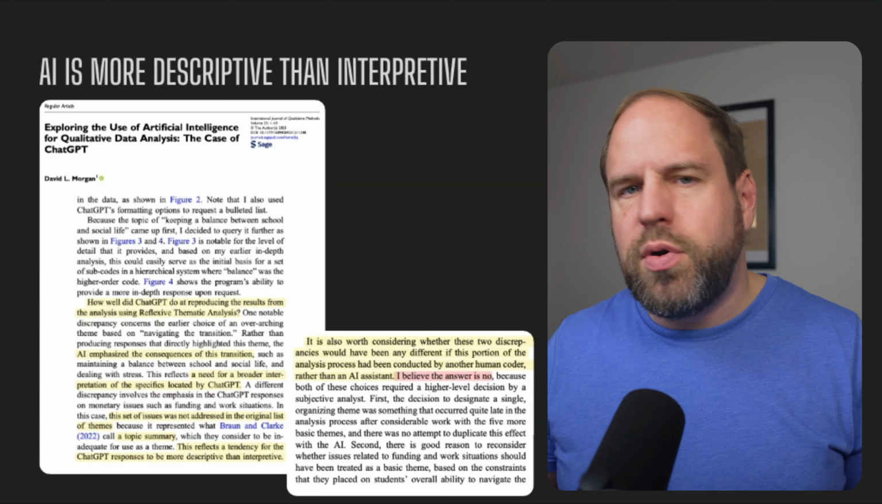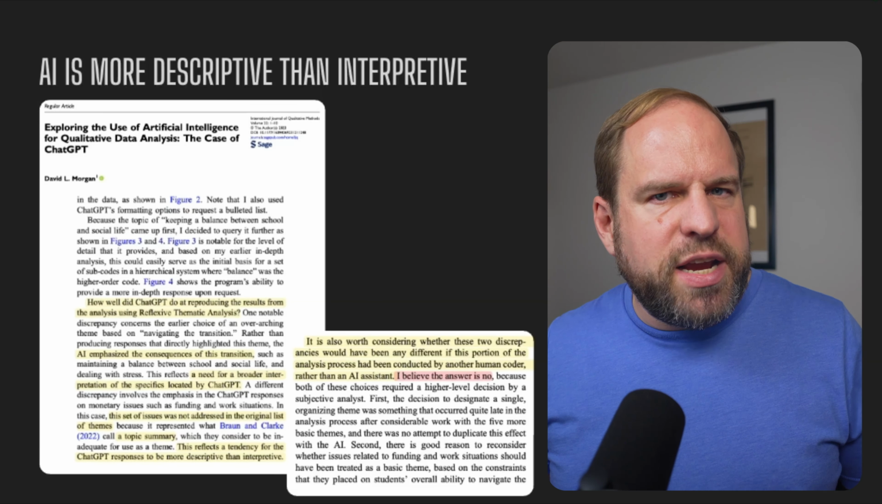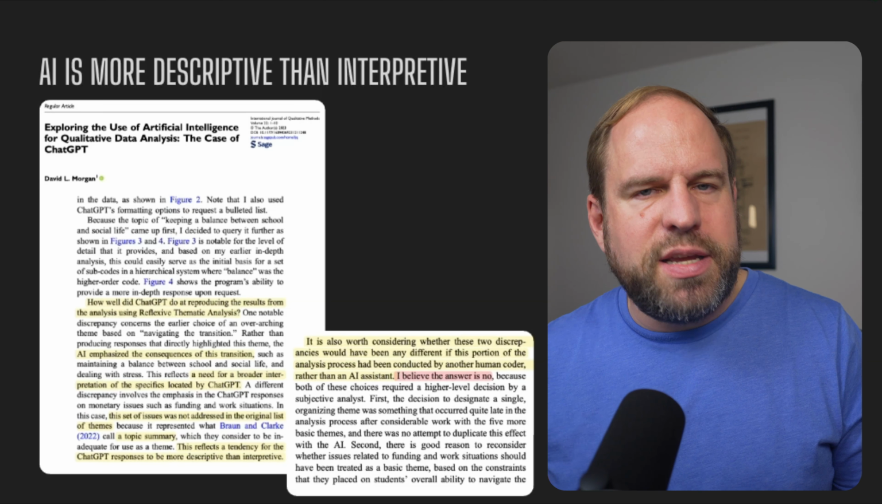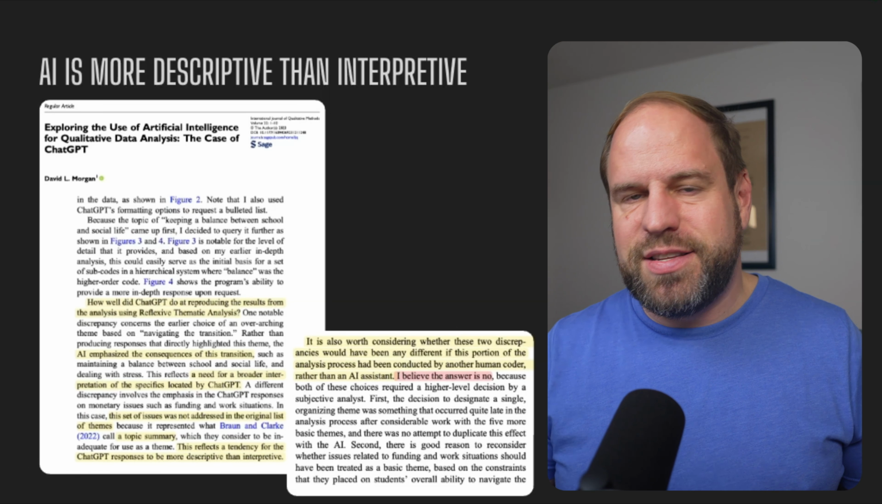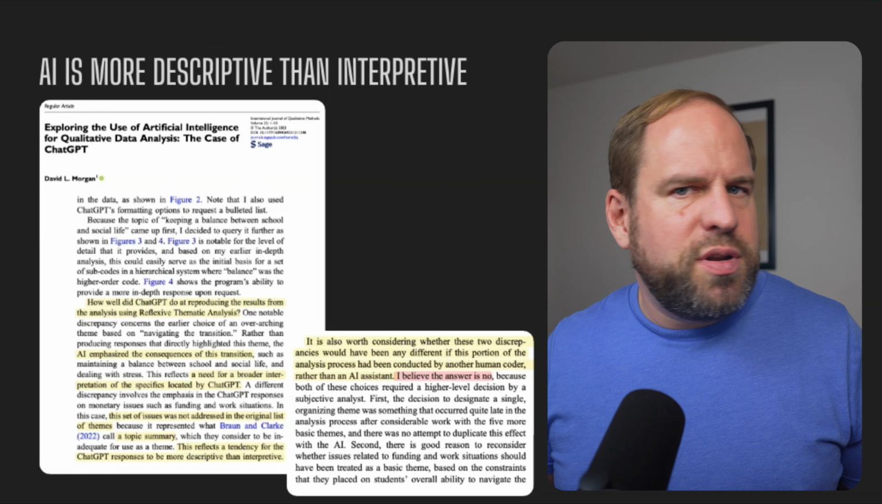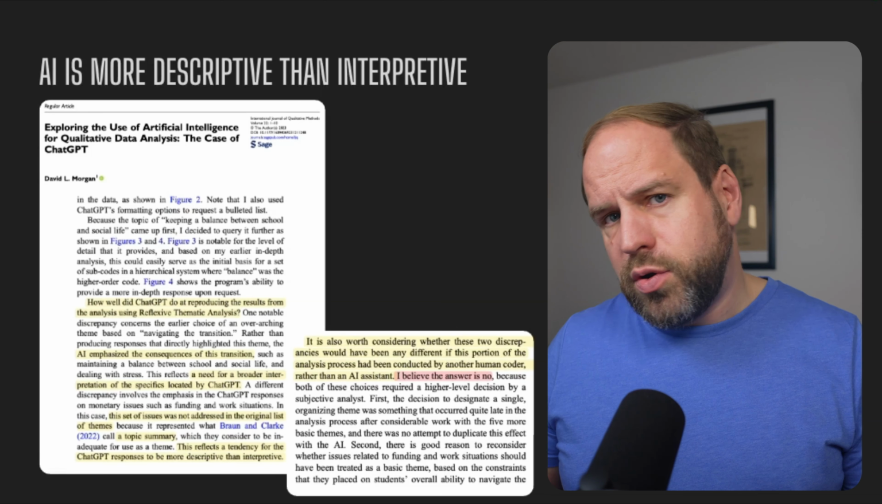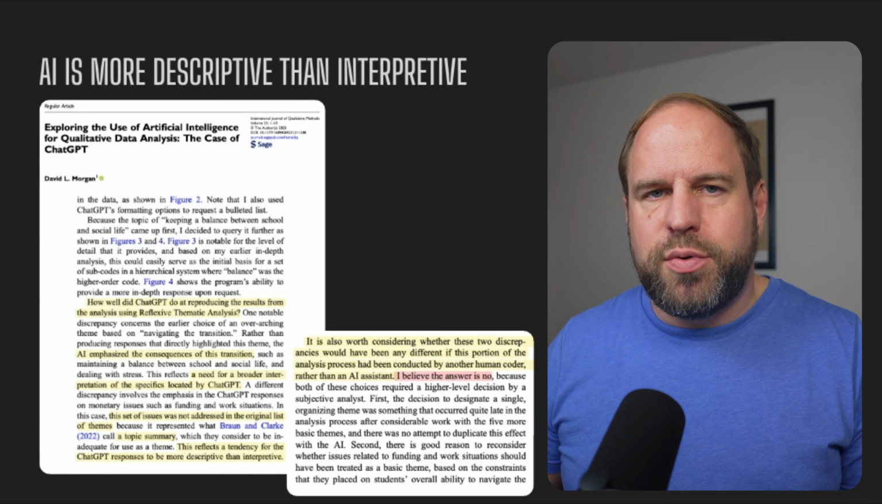And this is kind of throughout a lot of the literature that I've found, that the interpretation is still lacking a little bit. But the interesting thing, and this is what the paper says here, is that it's worth considering whether these discrepancies would have been any different with a human coder. So this is interesting when you're looking at these studies, similar to what I said earlier.